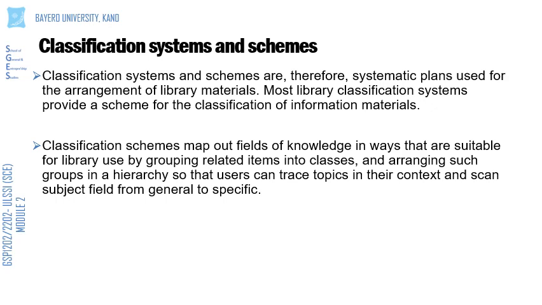The classification systems and schemes are therefore systematic plans used for the arrangement of library materials. Most library classification systems provide a scheme for the classification of information materials. A classification scheme maps out fields of knowledge in ways that are suitable for library use by grouping related items into classes and arranging such groups in a hierarchy so that users can trace a topic in its context and scan a subject field from general to specific.